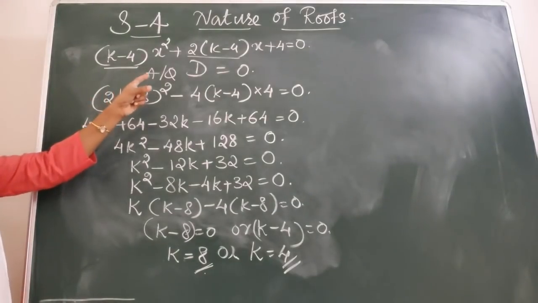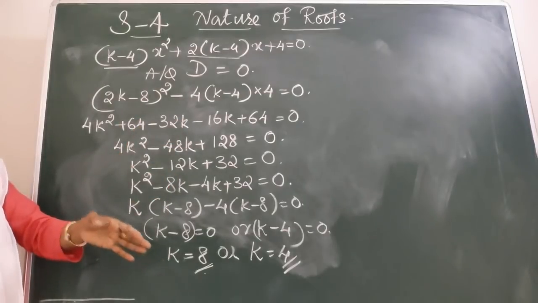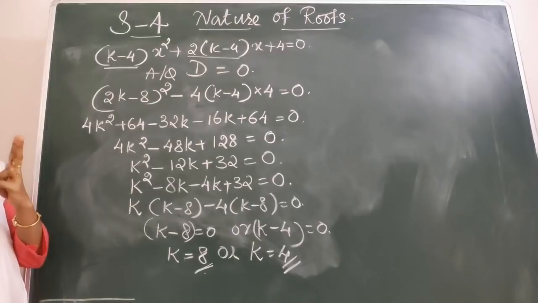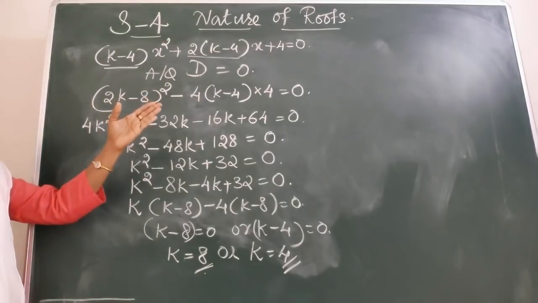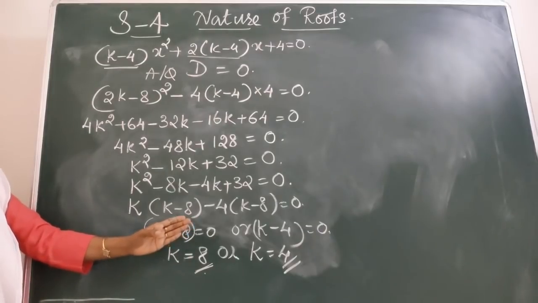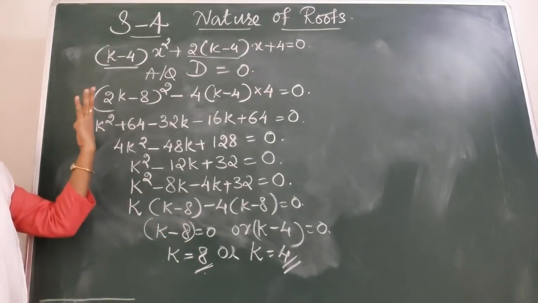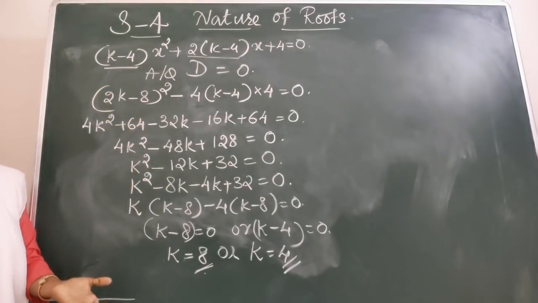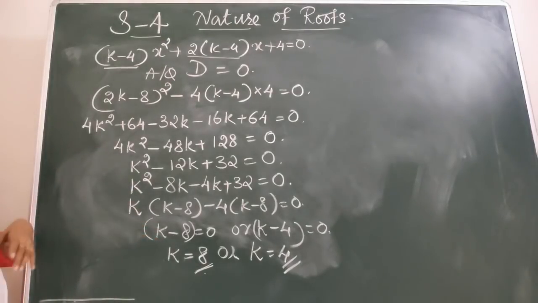If the discriminant value is greater than 0, of course our roots are two different values. If the discriminant is equal to 0, both roots will be the same. And if the discriminant value is less than 0, it implies that we cannot find the roots. The roots are imaginary. So that is the nature of the roots.